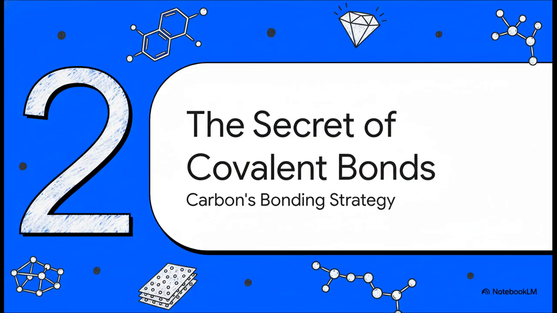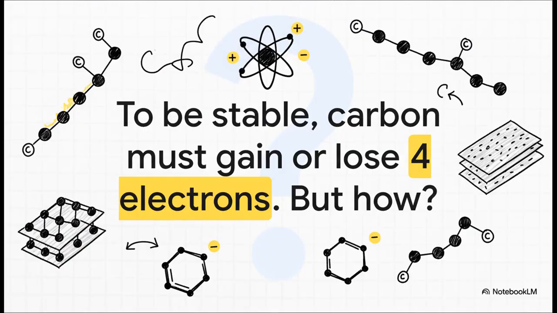The answer to carbon's amazing versatility isn't about what it takes from other atoms, but what it shares. Okay, so here's the core problem for a carbon atom. It's got 4 electrons in its outer shell. Now, to be stable and happy like the noble gases, it wants a full shell of 8. So the two obvious options are, right, either gain 4 electrons to fill up the shell or lose the 4 it has. But for carbon, neither of those is a good option at all.